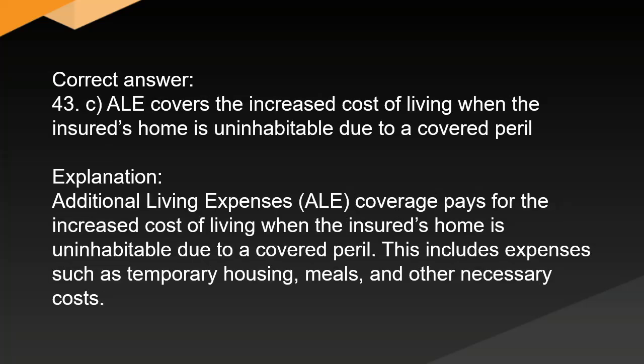Correct answer. C. ALE covers the increased cost of living when the insured's home is uninhabitable due to a covered peril. Explanation. Additional living expenses, ALE, coverage pays for the increased cost of living when the insured's home is uninhabitable due to a covered peril. This includes expenses such as temporary housing, meals, and other necessary costs.